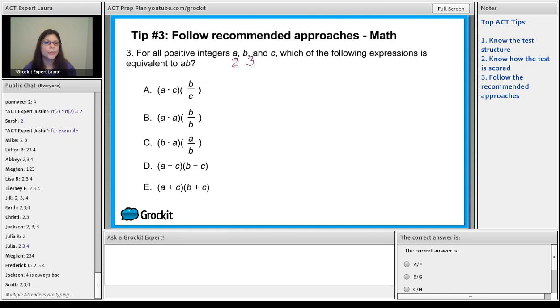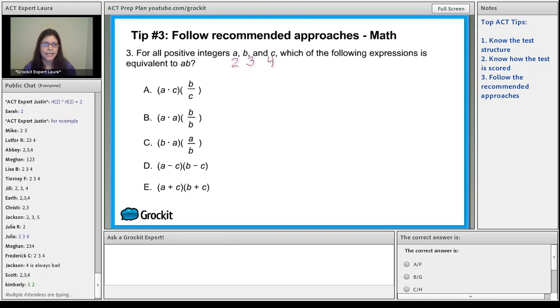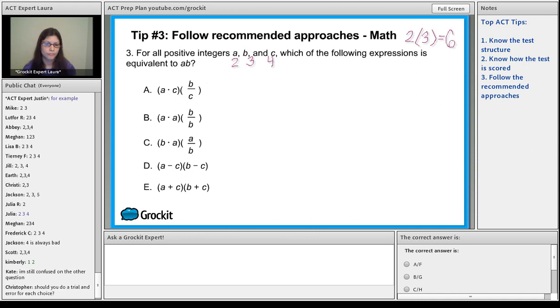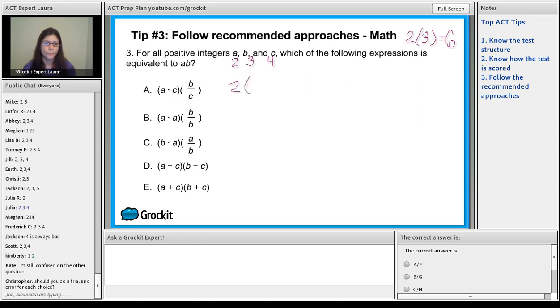And they want to know what's the equivalent of AB, so A times B is going to give you 6. So you can plug in, and if you prefer to use algebra, no problem. We are not going to tell you not to do that. You want to use on test day what makes you comfortable. This is not the first test you've taken, we promise.